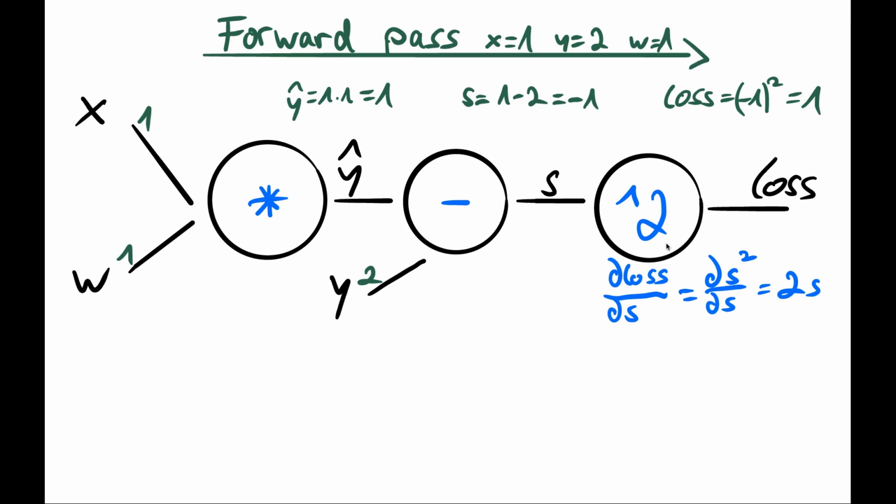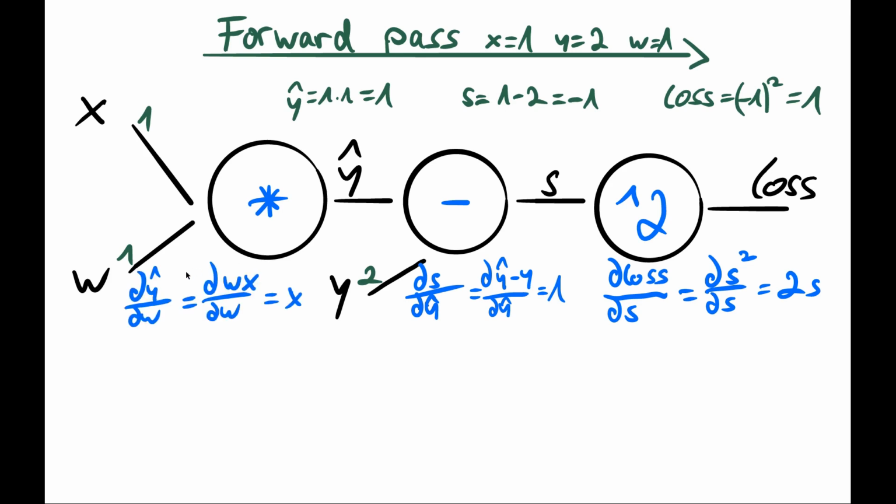So at the last node, we have the gradient of the loss with respect to s. And this is simple because we know the function. So this is the gradient of s squared, so this is just 2s. And then at the next node, we have the gradient of s with respect to y hat, which is the gradient of the function y hat minus y with respect to y hat, which is just 1. And then at the last node, we have the derivative of y hat with respect to w. So this is the derivative of w times x with respect to w, which is x.